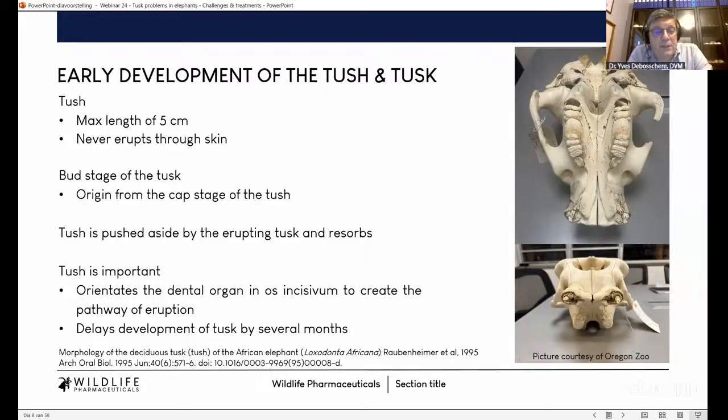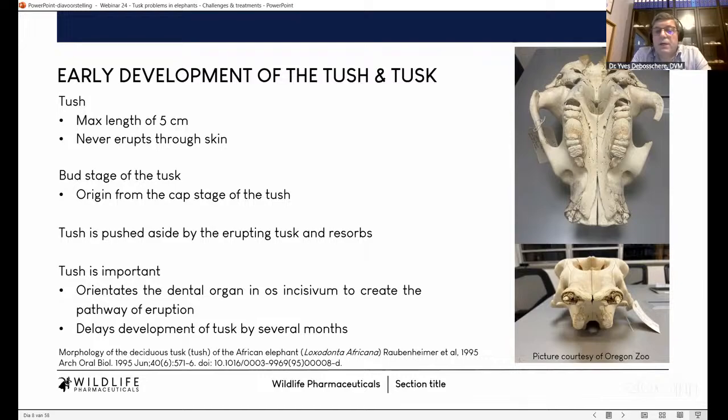Still, it is important that we have the tusk because, first of all, the tusk itself will orientate the dental organ of the os incisivum to create a pathway for the eruption. And we will see that one of the possibilities that go wrong in tusk problems is the laceration. Here, that is already one of the possibilities.